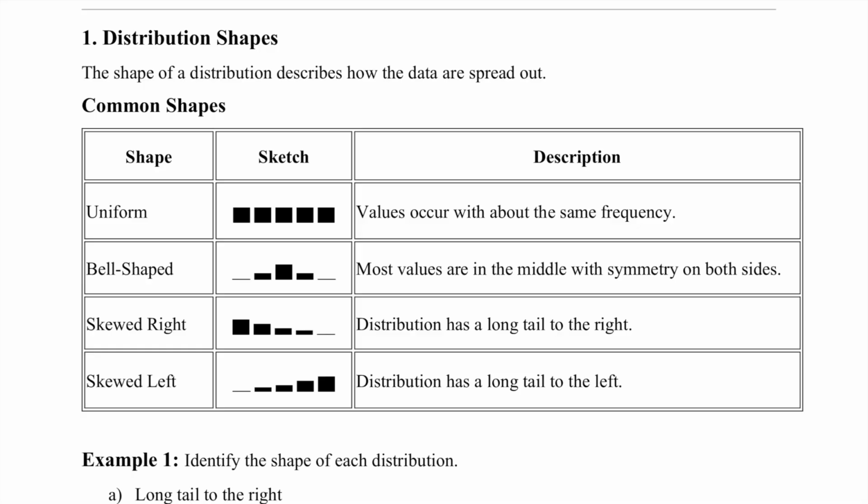The last two shapes are skewed distributions. A distribution is skewed right if it has a long tail pointing to the right. In the skewed right distribution, the majority of observations are on the left. A distribution is skewed left if it has a long tail pointing to the left. In a skewed left distribution, the majority of observations are on the right.